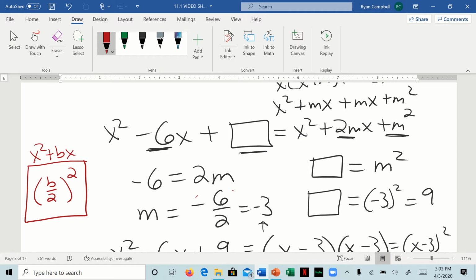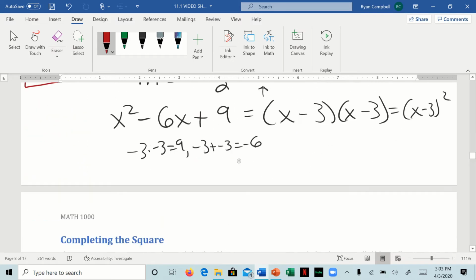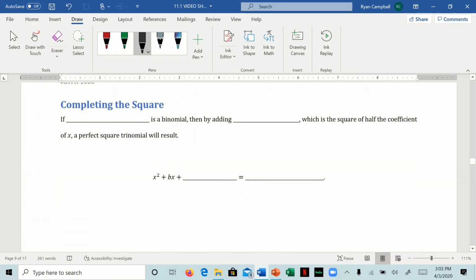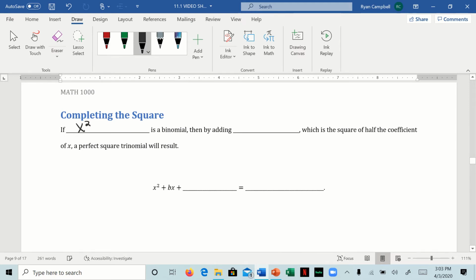So if all this was really confusing and you don't really understand any of it, that's totally okay. This is all you need to know. So for completing the square, if you have an x squared plus bx as a binomial, so there's nothing in front of your x squared. That's super important. There's nothing in front of x squared. Then by adding b over 2 squared, it will result in a perfect trinomial, right?